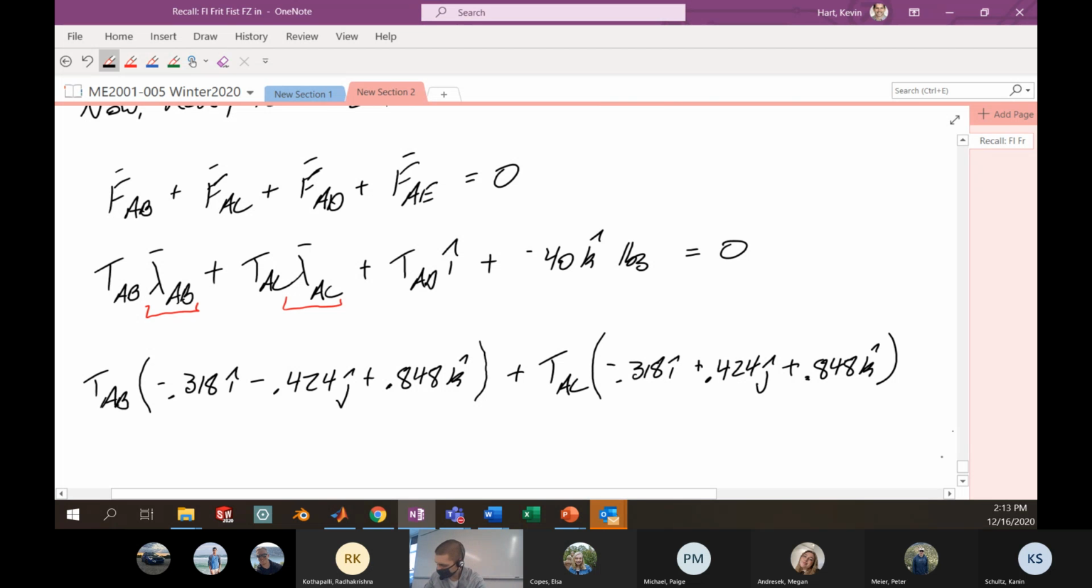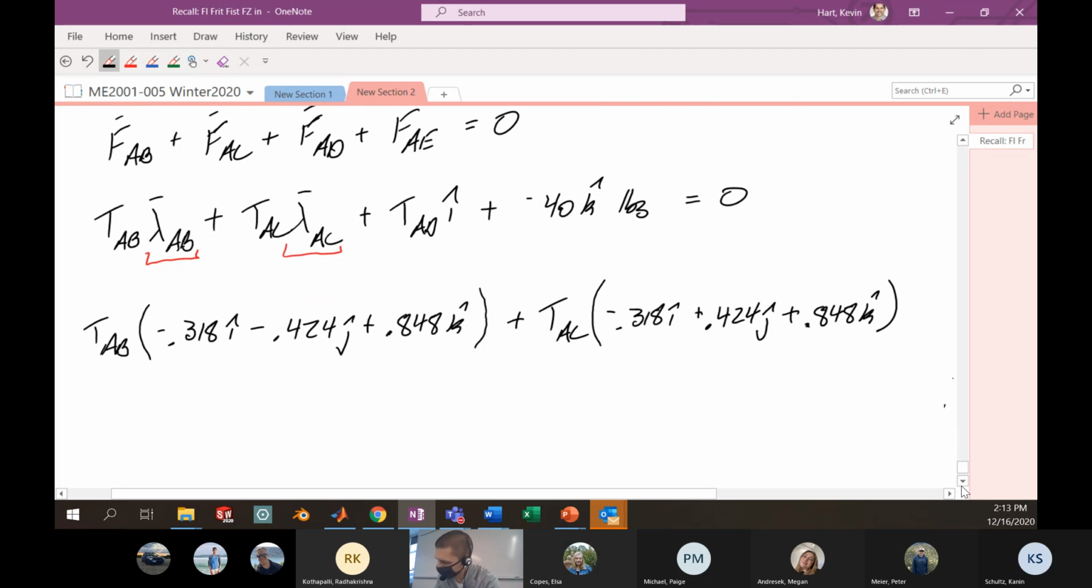Looks very similar to the unit vector in AB. They're mirrored about that x-axis. It's interesting. Now I'll add to it my component TAD i hat and my component here minus 40 k hat equal to 0. And so this looks like one equation, but it's really three equations. One in i, one in j, one in k. And so what we're going to do is separate all three of these guys into their three separate equations. All right, so let's go ahead and execute that now.